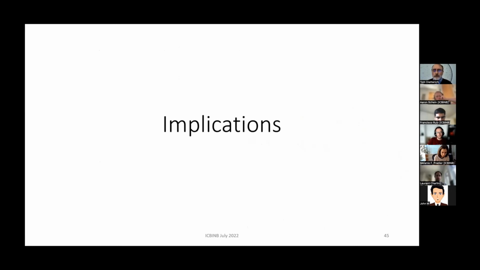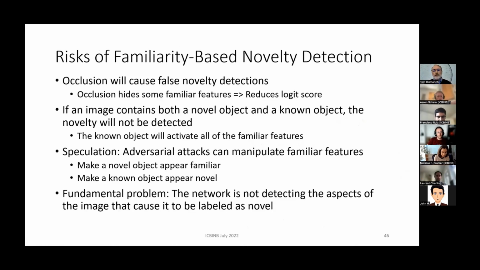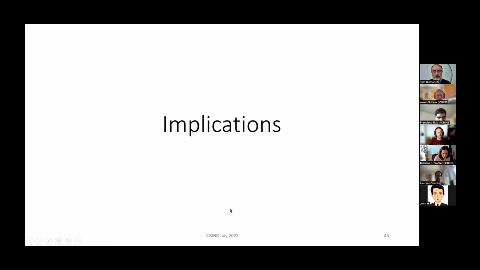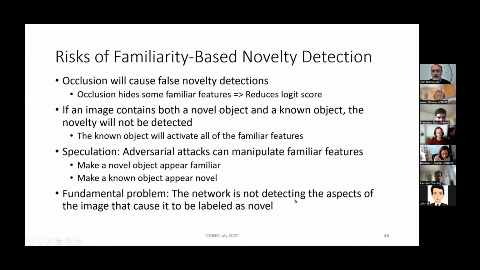Okay, it looks like I have a bunch of questions here, but let me just briefly talk about the implications. If familiarity-based novelty detection is working well and giving good AUC scores, should we be happy? I think there's a fundamental problem, listed here at the bottom: the network is not detecting the aspects of the image that would cause a human to label it as novel. It's not seeing the tusks, it's not seeing the trunks, it's just seeing very few things that it recognizes. So from a causal standpoint, we're not really identifying the cause of novelty. We're measuring a side effect of the novelty.